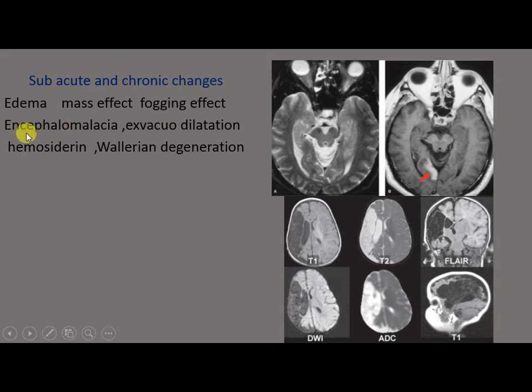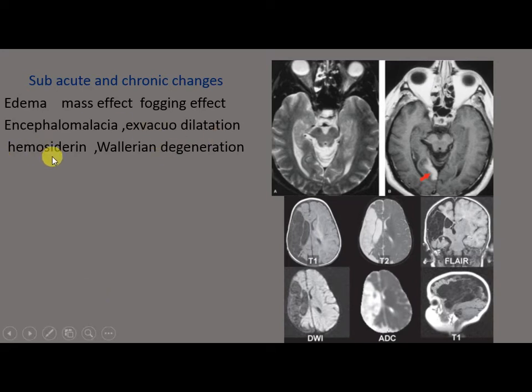Another feature is encephalomalacia. Encephalomalacia, as we see, is loss of brain tissue, and there is edema and collection of the CSF. There is ex vacuo dilatation in the chronic state. If there is loss of brain tissue, it will pull on the ventricles, leading to the dilatation called ex vacuo dilatation.